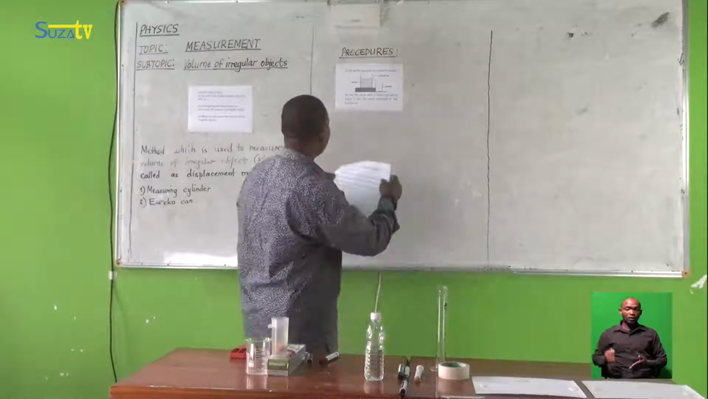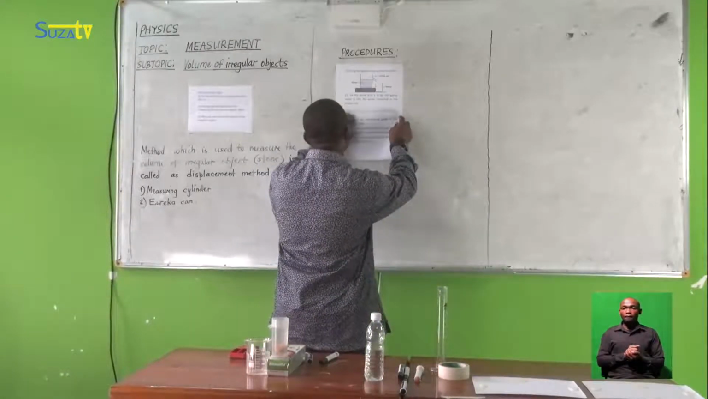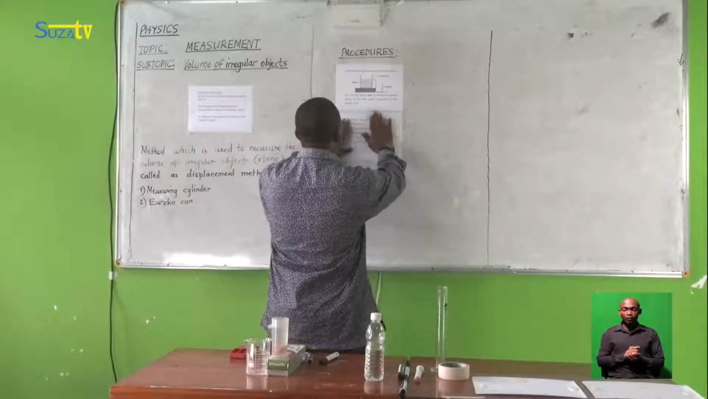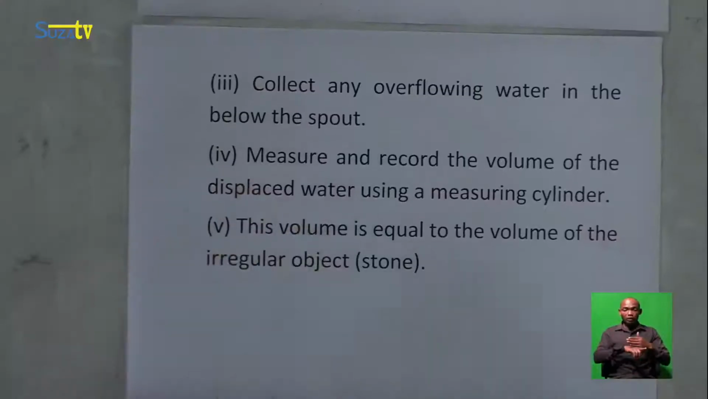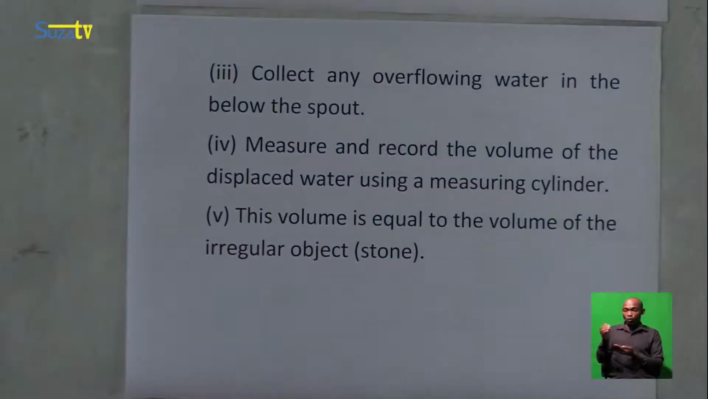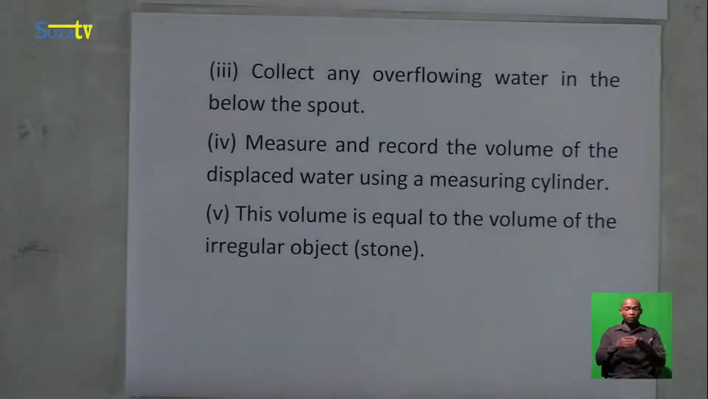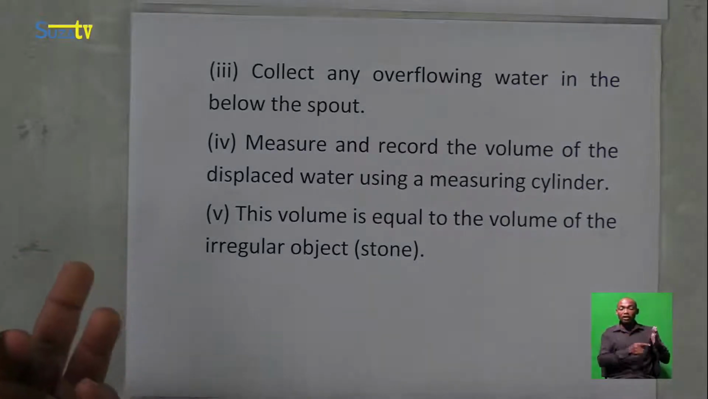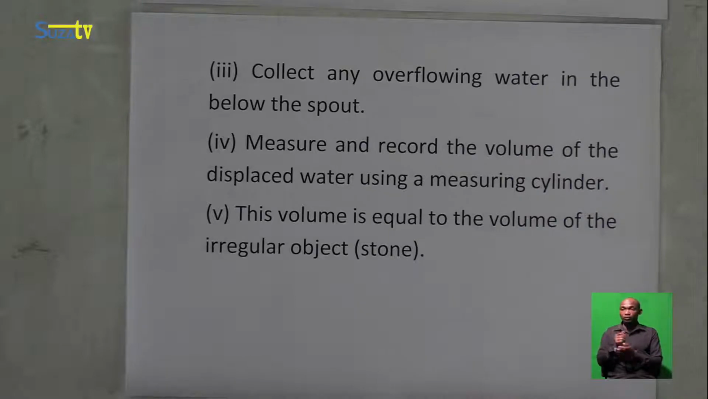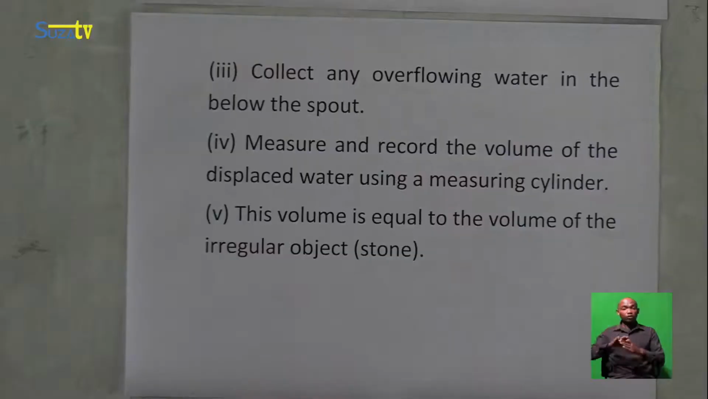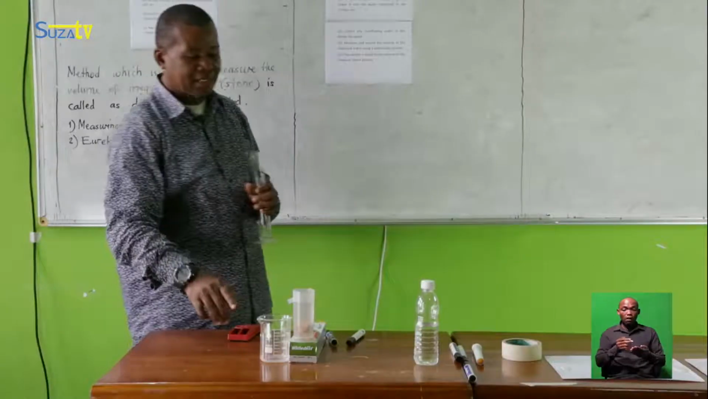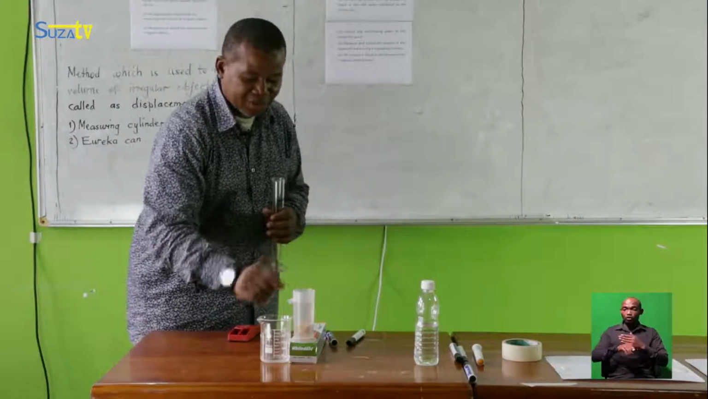Now we are coming to the third procedure. Collect any overflowing water below the spout. So this is the spout. We are collecting the water into the beaker. Now number 4, measure and record the volume of the displaced water using a measuring cylinder. It is very lucky we have the measuring cylinder, this one, which is used to measure the volume of the liquid. Inside the beaker, we have some liquid that is collected by putting the stone into the Eureka can.